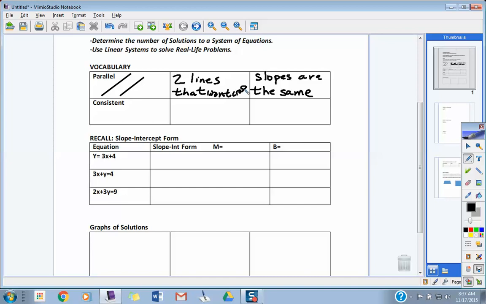Second thing you're going to hear me talk about is consistent lines. Two lines that are consistent. Sometimes I'll say consistent, dependent, but consistent is really the word you need to know. Basically what that means is this. One line on top of another. It's kind of hard to read. Come on. One line on top of another.